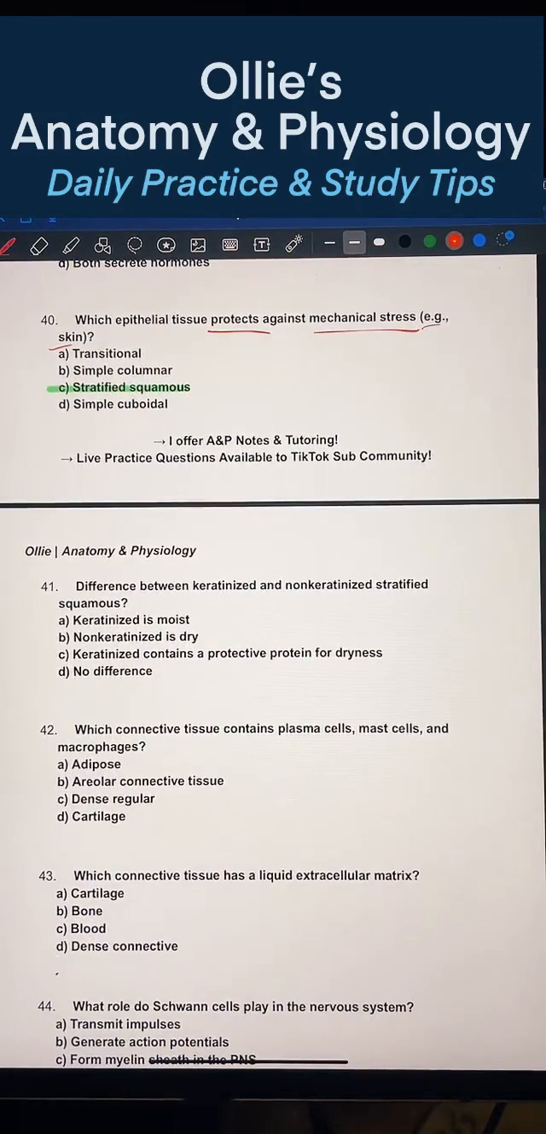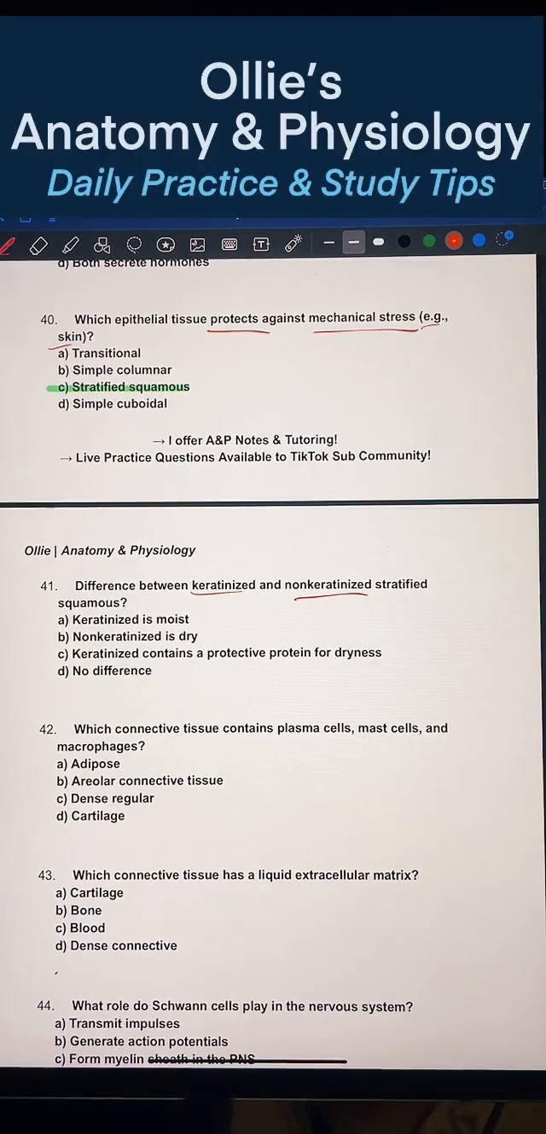Number 41, the difference between keratinized and non-keratinized stratified squamous tissue. What is that going to be? A, B, C, or D?